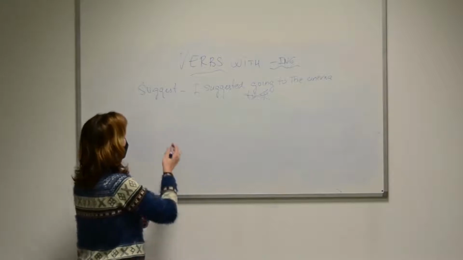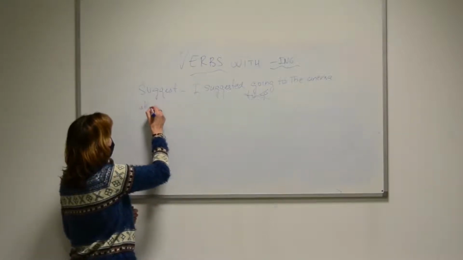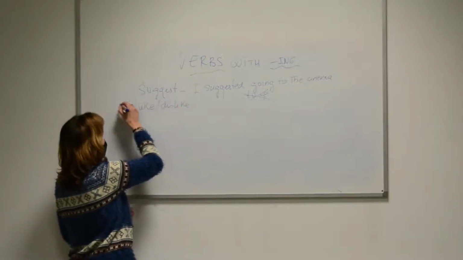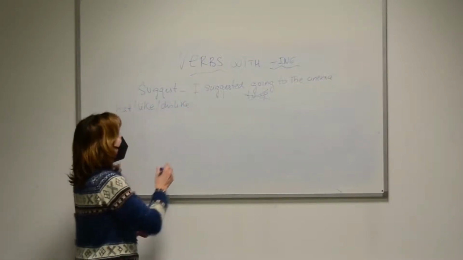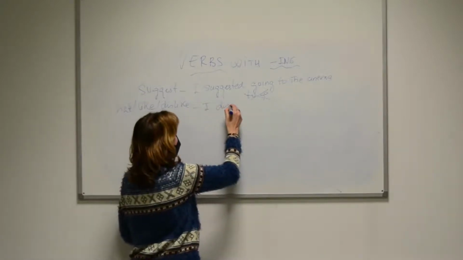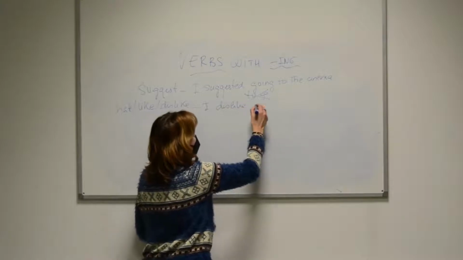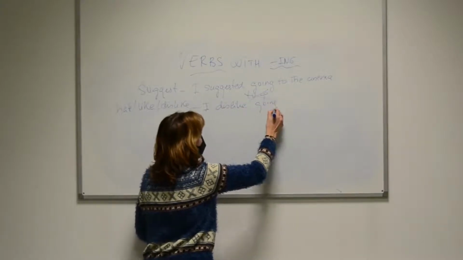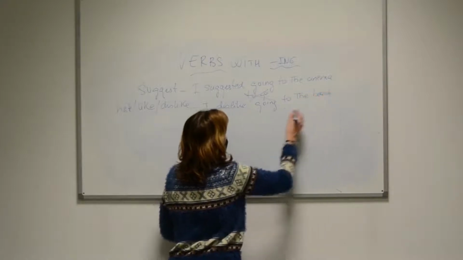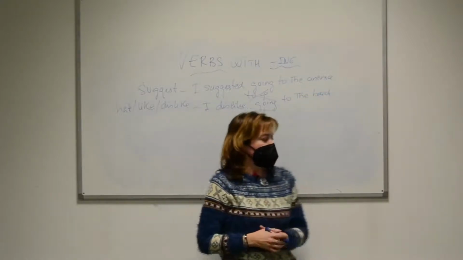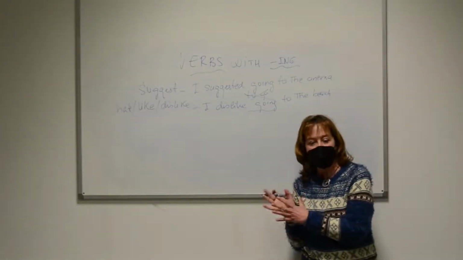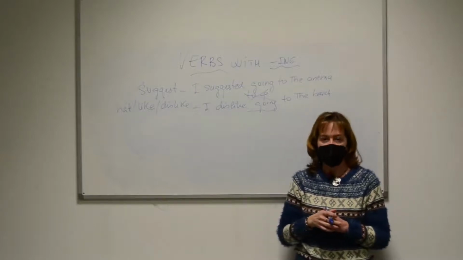The same happens with verbs like, for example, like, dislike, hate. They are followed by ing. For example, I dislike going to the beach. In this case, we use an ing form in order to put another verb after dislike, hate, or like.